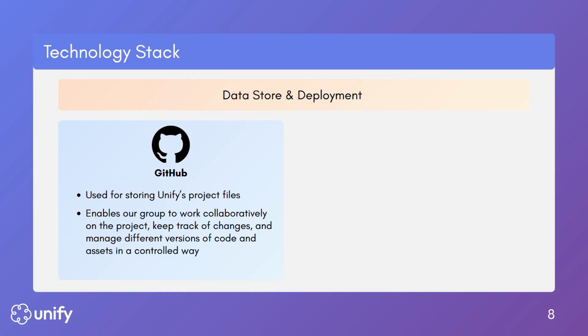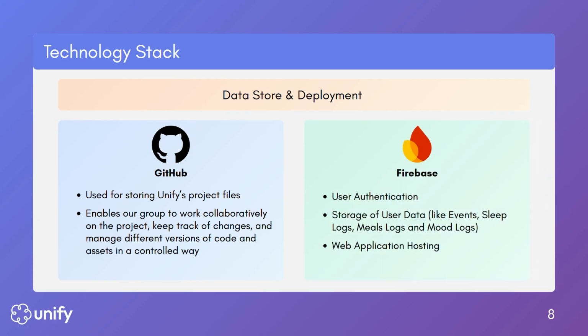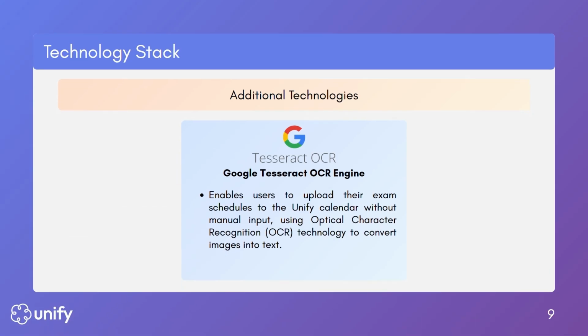GitHub was used to store Unify's project files and enabled our group to work collaboratively on the project, keep track of changes, and manage different versions of code and assets in a controlled way. We also use Firebase for user authentication, storage of user data, and web application hosting. Lastly, we used the Google Tesseract OCR engine, which enables users to upload their exam schedules to the Unify calendar without manual input, using OCR technology to convert images into text.